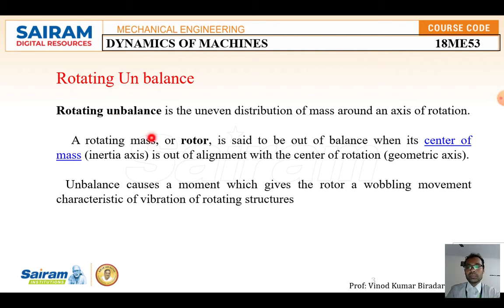A rotating mass or a rotor is said to be out of balance when its center of mass, that is, the inertia mass, is out of alignment with the center of rotation, that is, the geometrical axis. Unbalance causes a moment which gives the rotary or wobbling characteristics of vibration of a rotating structure. It is because of this that unbalance is caused.